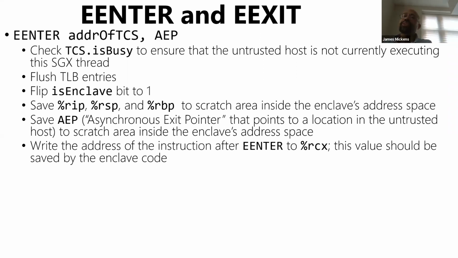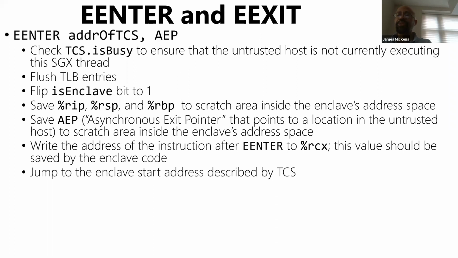So then what EENTER is going to do is write the address of the instruction after EENTER to RCX. And so this value should be saved by the enclave code. Once again, this is going to be helpful when we're trying to exit from the enclave. Then we're going to jump to the enclave start address described by the TCS. So at this point, we are now executing in enclave mode. The is enclave bit is 1, and now all of the enclave pages can be accessed by the core, as well as all the user mode pages inside the untrusted host.